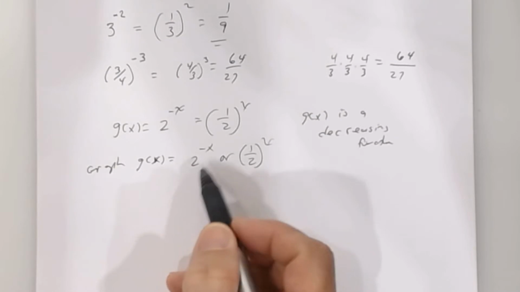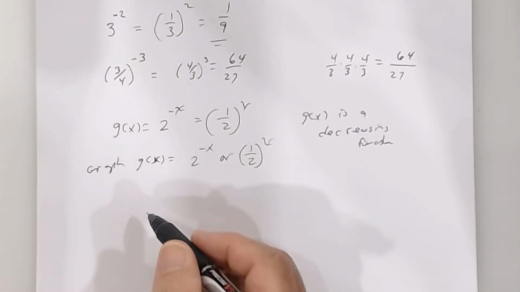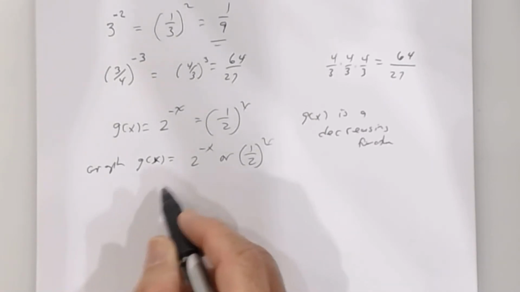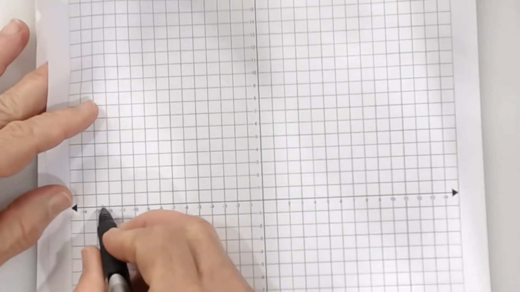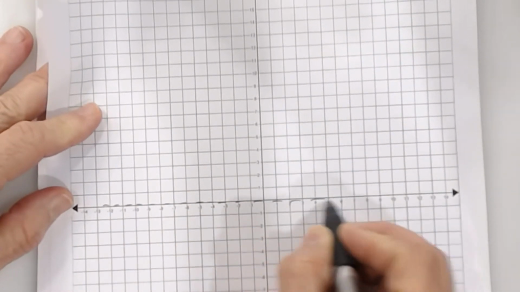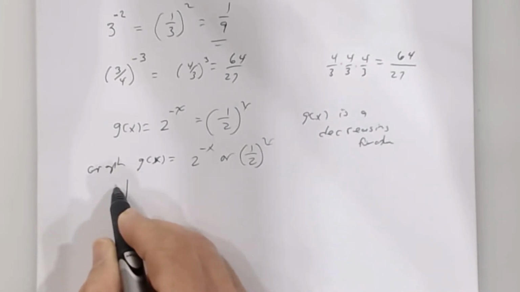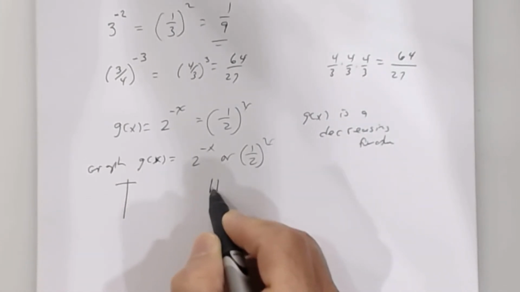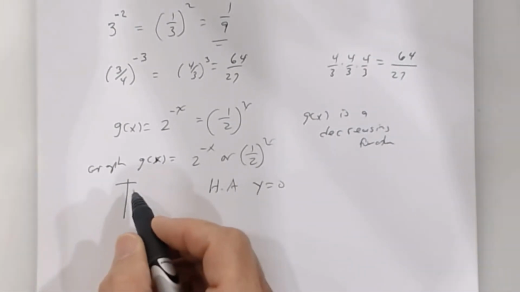So let's say you want to graph the one that says 2 to the negative x, we use the t-table. Remember that? What's the horizontal asymptote? y equals 0. That's your horizontal asymptote. Which happens to be which axis? The x-axis. Once we found the horizontal asymptote, what was the other thing we had to find? The y-intercept. And how do you find the y-intercept? Plug in 0 for x.